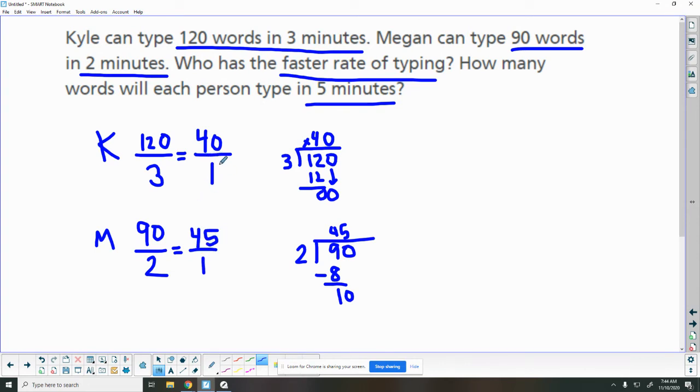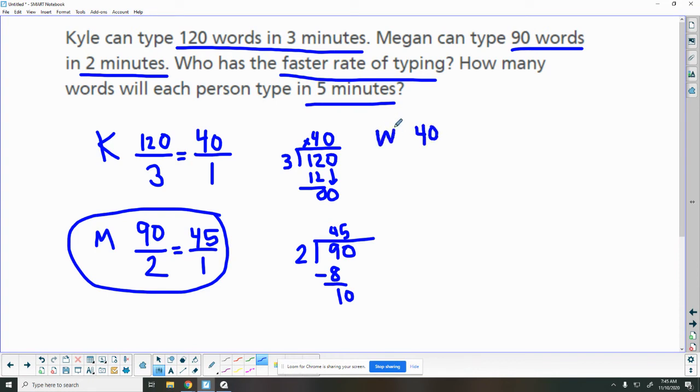So now I can see how fast they both type in the same amount of time. So who types more in a minute? Megan types more every minute. And now it wants to know how many words they're going to type in 5 minutes. So we know Kyle can do 40.